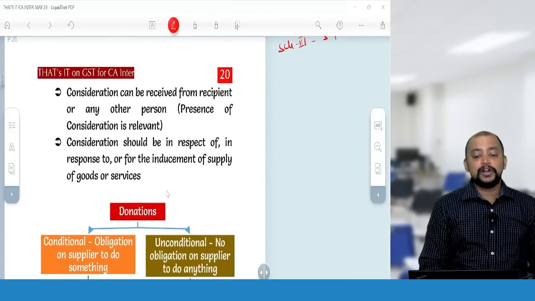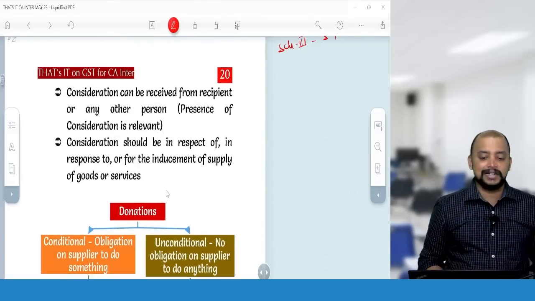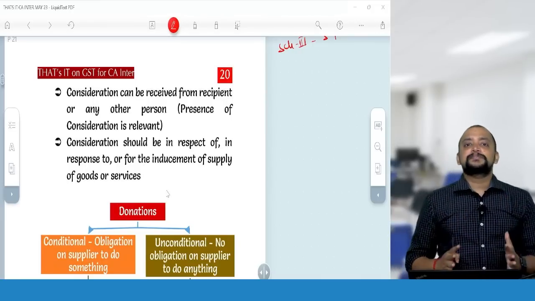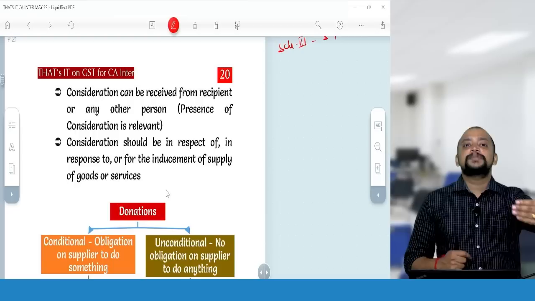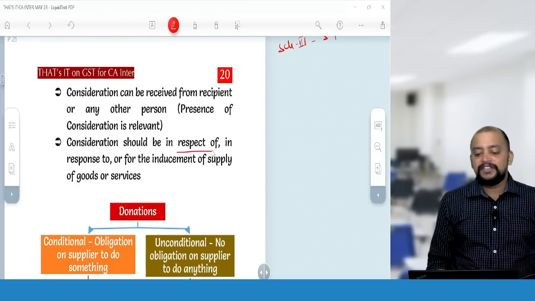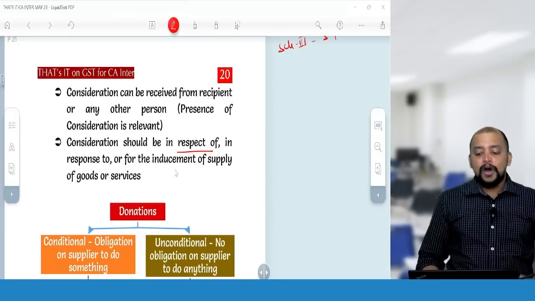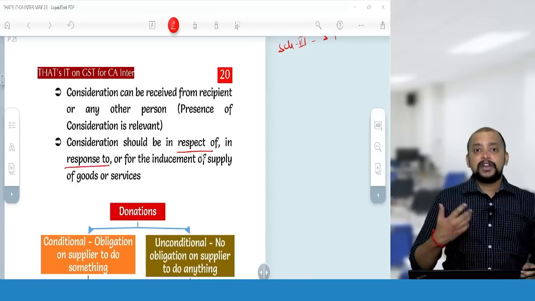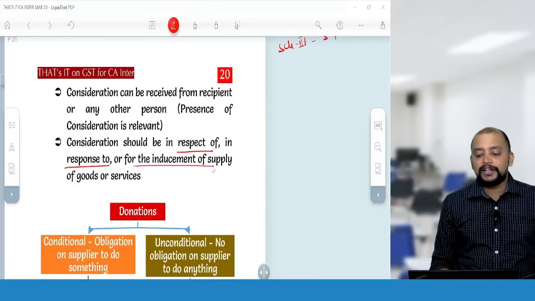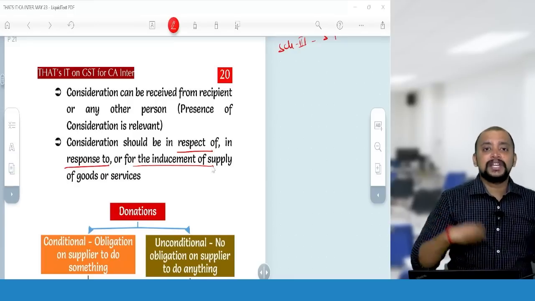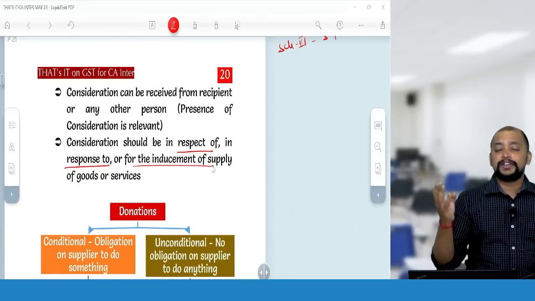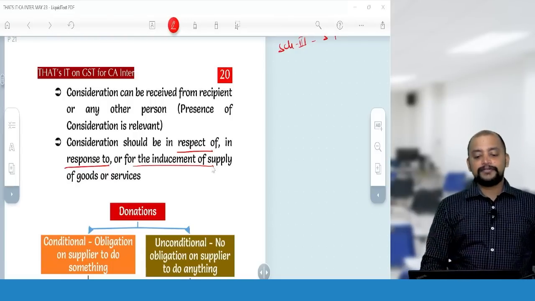And any amount that is not received but receivable will also be treated as consideration. Consideration can be received from the recipient or any other person. So what we need to see is the presence of consideration. It is not necessary that the recipient only should pay the consideration. Then consideration should be in respect of, that is when we are supplying something, for that we need to collect, or in response to, that is we are not agreeing any amount but some amount is collected, or for the inducement of, that is the other person is inducing us to make a supply for which some amount is paid. So the consideration can be in respect of, in response to, or for the inducement of supply of goods or services.